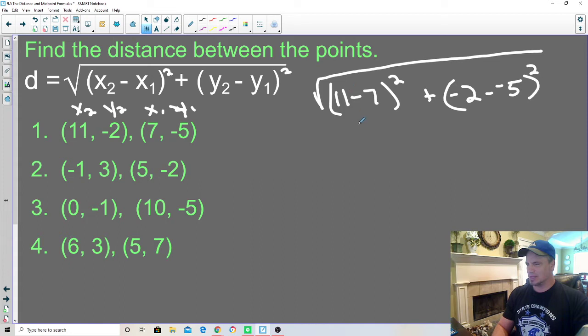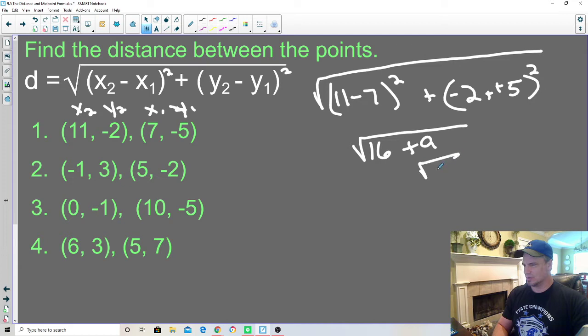So 11 minus 7 is 4. 4 squared is 16. Now when I do the y's, I get 3 squared, which is 9. The square root of 16 plus 9 is the square root of 25. And the square root of 25, as we know, is 5. And remember, it's the positive because the square root sign is wanting the positive answer, not both plus and negative.